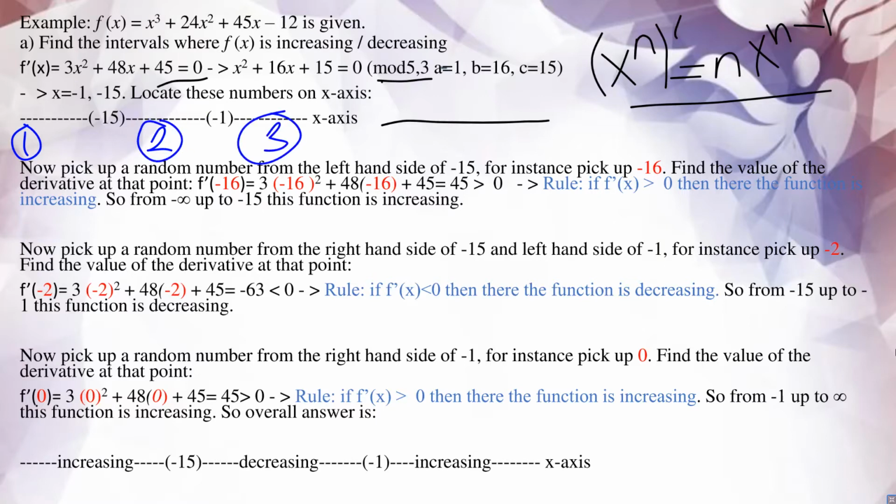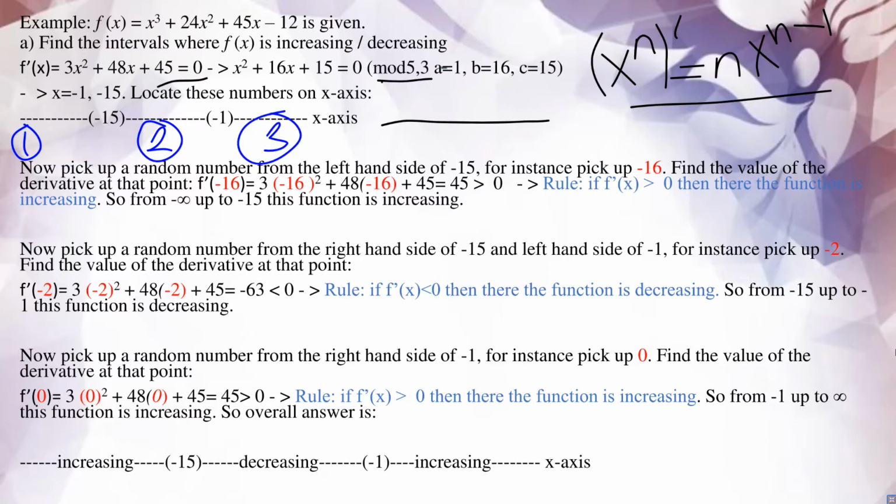Okay? Now, what you're going to do is this. From the first part, you pick up a number, any number you want, here. Okay? Any number you want. Now, pick up a random number from the left-hand side of minus 15. For instance, why not? Minus 16. Of course, you can pick up, if you want, minus million or minus 10,000, whatever, but it's just going to make your life more difficult. So try to pick up a reasonable number. I'm going to pick up a number which is smaller than, or on the left-hand side of minus 15, and I picked up minus 16. I didn't go too far.